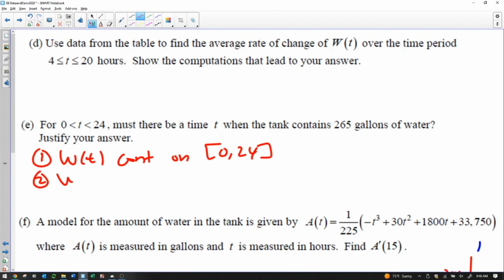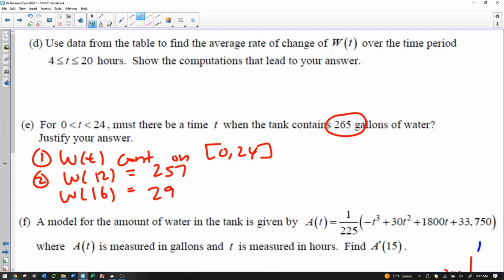And then 2, you want W at 0 and W at 24. So go find that on the table. At 0, what are we at? 150? No. Actually, I don't want W at 24, sorry. I want W at 16 and W at 12. Do you see why I'm grabbing those? Because I want 265. That's the only way I can prove that this is true. So this is 257, and this is 294. I need a number where 265 is between those numbers. Then I'm going to state that 265 is actually between those numbers.